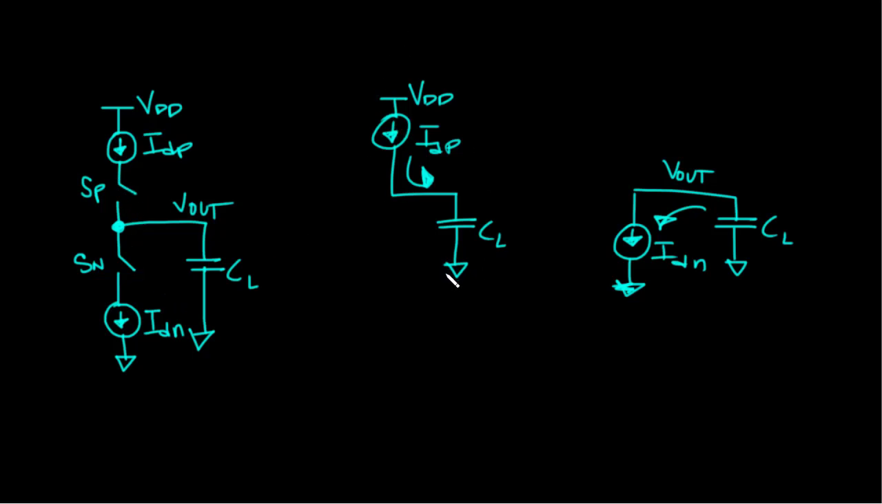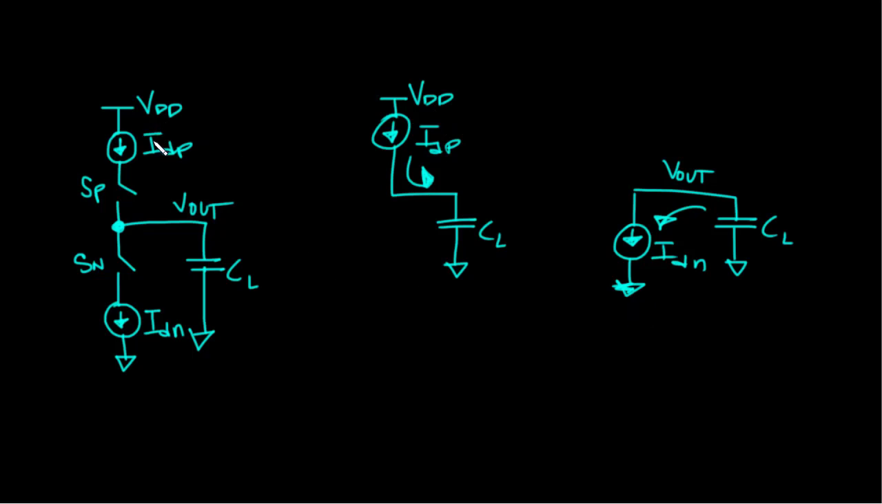I like this representation of the inverter because I think it gives a really good perspective on, one, how the charging and the discharging of the output node really works, because if you think about it as a constant current source just charging up and then discharging this capacitor, I think it's a little bit easier to see and understand what's happening.